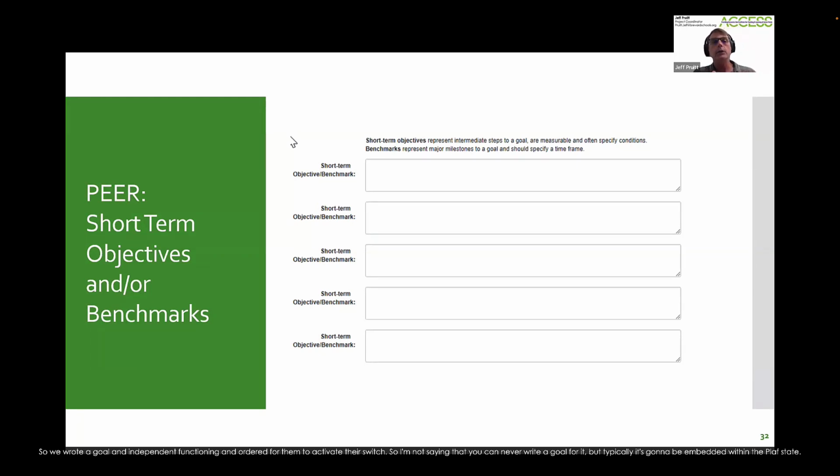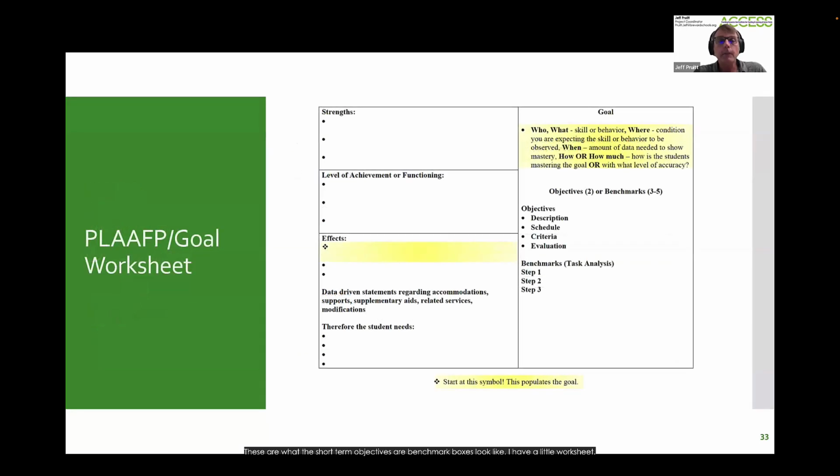So I'm not saying that you can never write a goal for it, but typically it's going to be embedded within the PLAF statement. These are what the short-term objectives or benchmark boxes look like. I have a little worksheet. You can download this off the Access Project website. It's underneath Classroom Resources. Once you mouse over Classroom Resources, you look at the very bottom, there's 3.